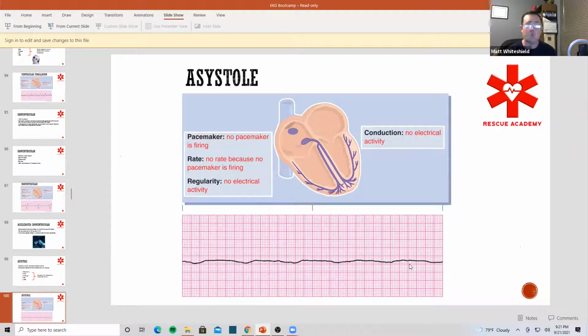You can also increase the gain. This is now a good time that we could say, hey, let's increase the gain and see if this looks more like Vfib or is this really asystole. All right.